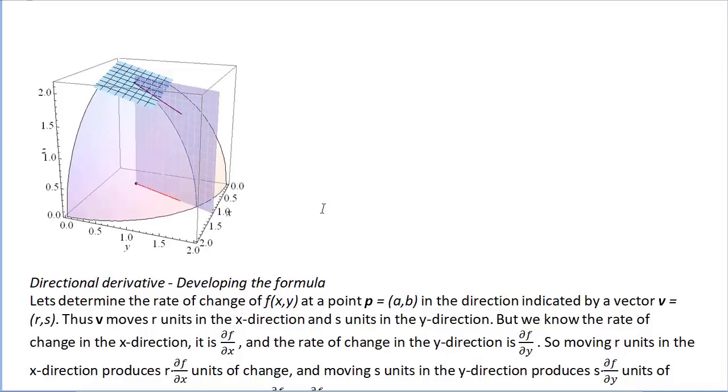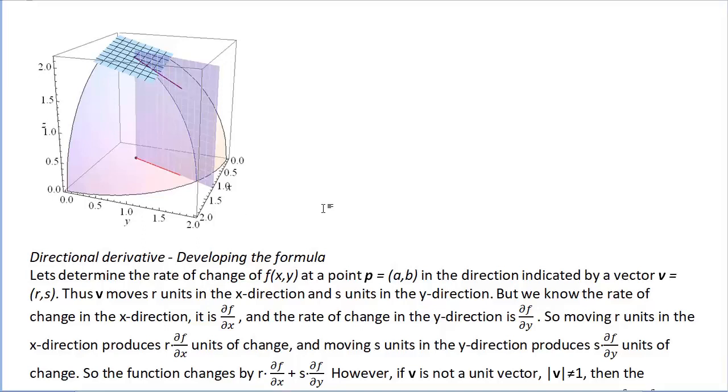But we know those rates. The rate of change in the x direction is just df/dx, and the rate of change in the y direction is df/dy. So moving r units in the x direction is going to produce r times df/dx units of change, and moving s units in the y direction is going to produce s times df/dy units of change. So our total change is r times df/dx plus s times df/dy.